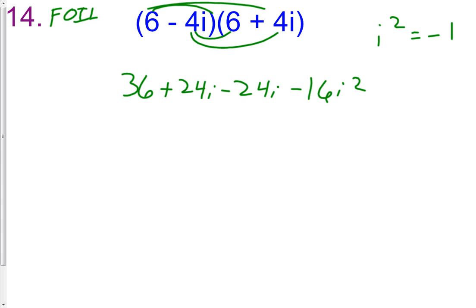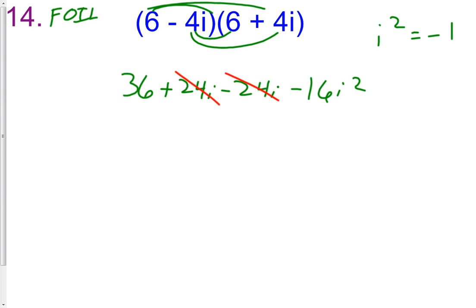So let's continue to simplify this. A positive 24i minus 24i is 0 i's, so the middle two terms are gone there. So these are what are called conjugates of each other, right? 6 minus 4i, 6 plus 4i.